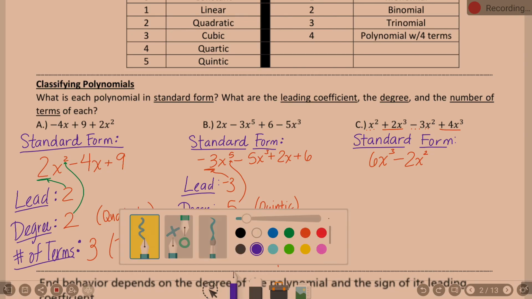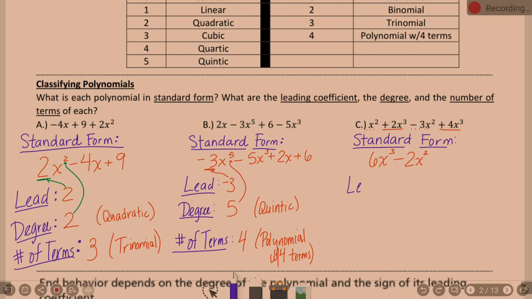Okay, so we're going to use that standard form to answer the rest of our questions of leading coefficient, the degree, and the number of terms. So what do you got for me? It's a degree of 3. My highest power is 3. A degree of 3, if you want a word for it, is a cubic.